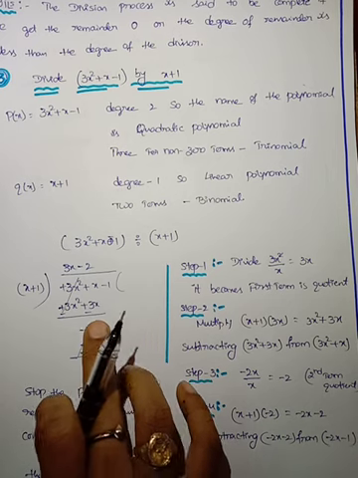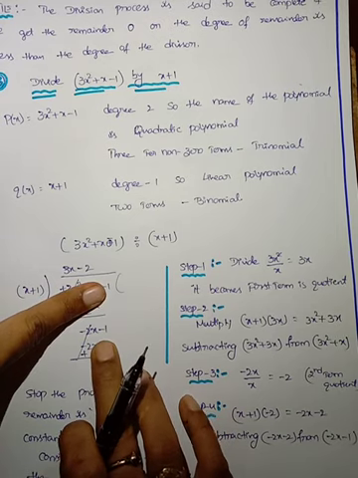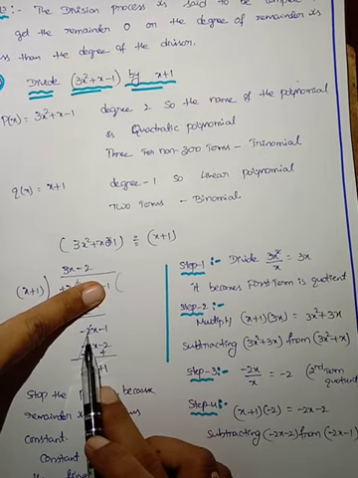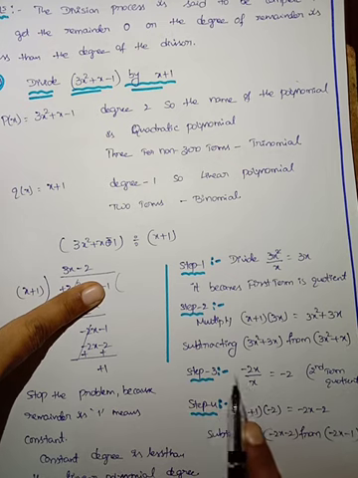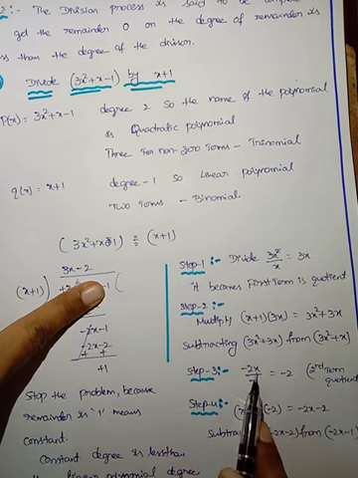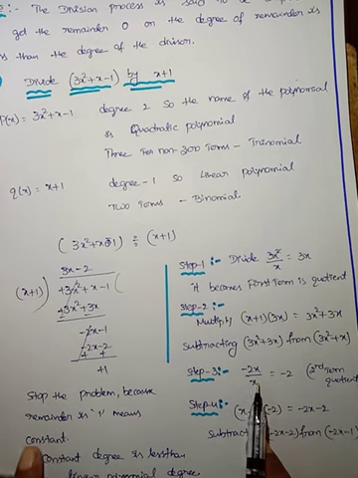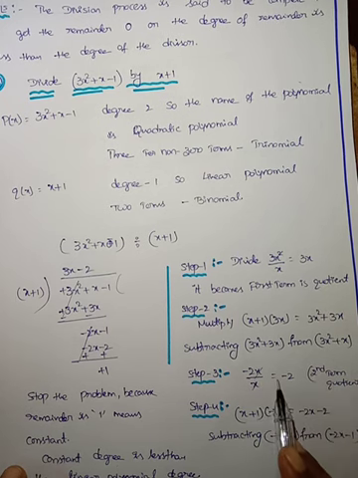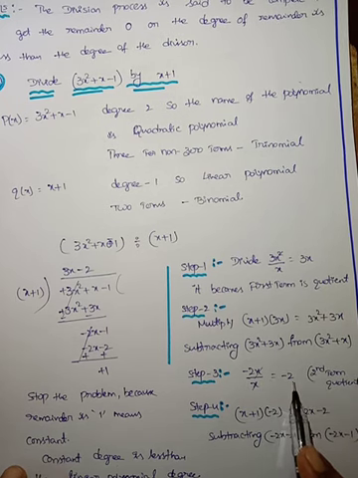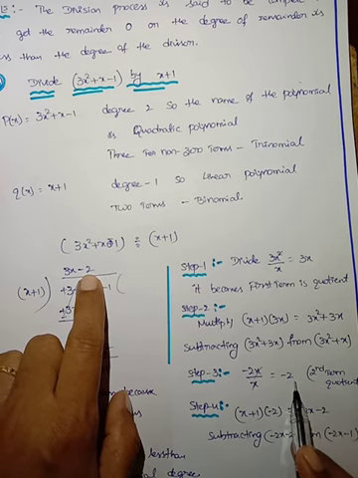Now this is the dividend. This place is completed. Now this is the dividend place. What is the first term here? Minus 2x. In step 3, you have to take the first term of the dividend, minus 2x. What is the first term in the divisor? X. So minus 2x divided by x, x cancelled, is equal to minus 2. This is the second term of the quotient.